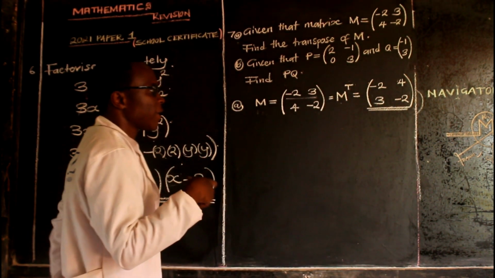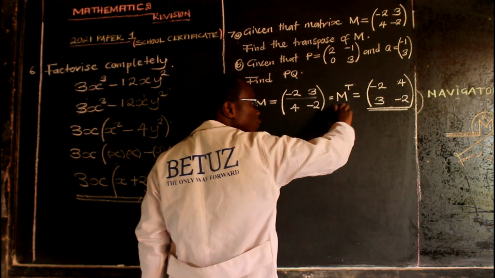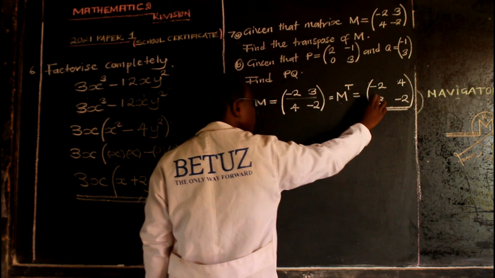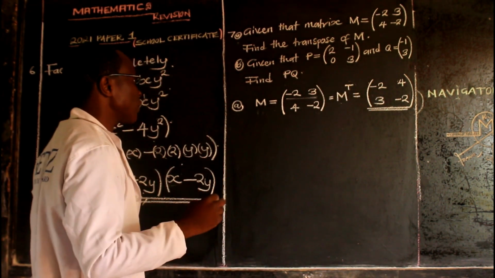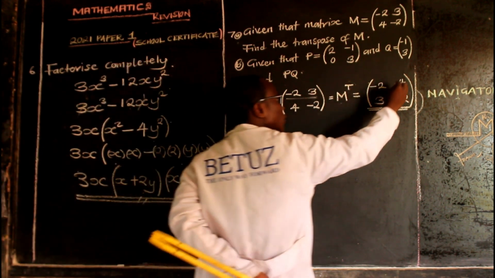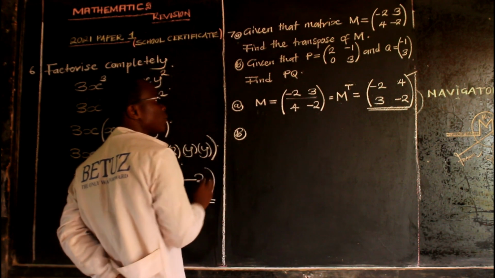During the final exam, sometimes you may be given the transpose of M and told to find M. So you just swap them. The rows become the columns and vice versa. So this is the way you answer this particular question. Let us look at question B as quickly as possible.